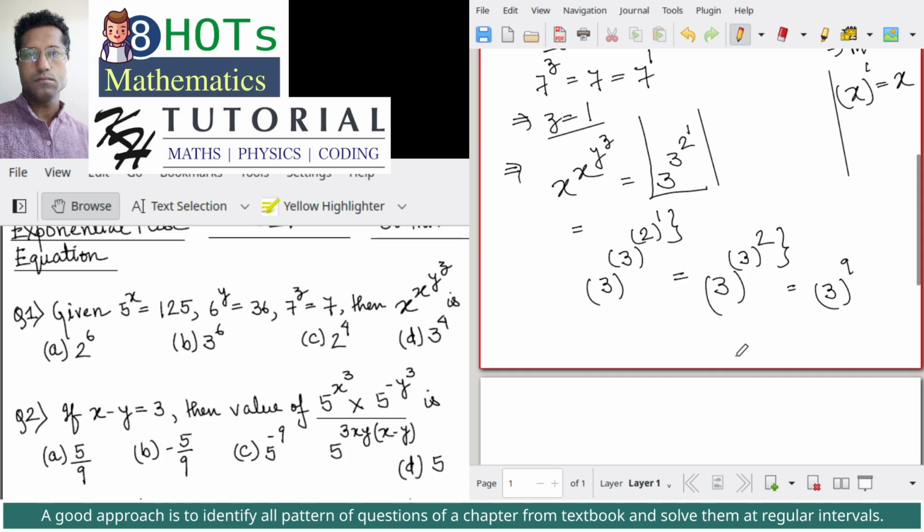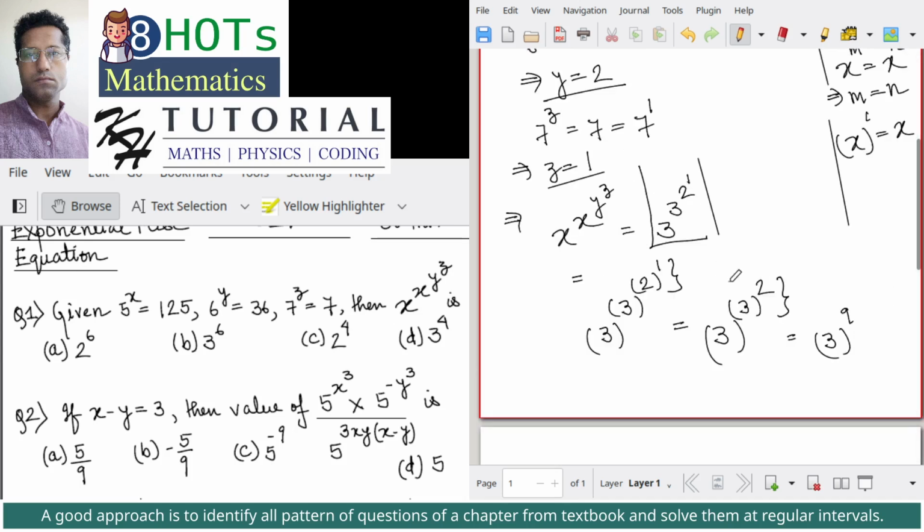It should be 3 to the power 9. The base has to be definitely 3, but in the given choices, the powers of 3 are 6 and 4. How come? Let me see. It should be 3 to the power 9, because 3 square is 9, but there is no 3 to the power 9 in the given choices.